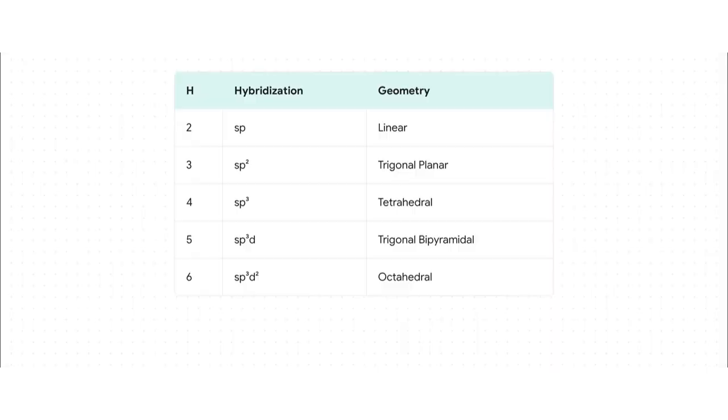Now for the part you've all been waiting for, a shortcut trick. To find the hybridization of the central atom in any molecule, all you need to do is calculate its hybridization number, or H. The formula is super simple. It's just the number of sigma bonds plus the number of lone pairs on that central atom. If H is 2, the hybridization is sp. If it's 3, it's sp squared. 4 is sp3, 5 is sp3d, and 6 is sp3d2. Make sure you write this table down in your short notes. It's going to be a lifesaver.